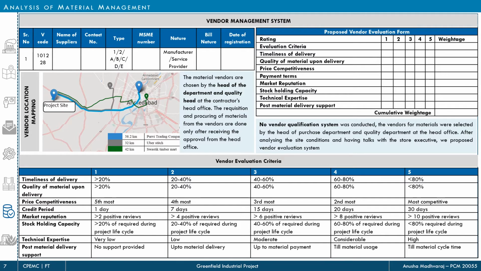The table shows the vendor management system followed at site, and the vendors are classified based on the manufacturer and service provided. Some of the materials are procured based on the minimum stock level to be maintained, and there was no vendor evaluation system followed at site, so we have proposed one, and the marking of vendors is done based on the criteria mentioned in the table below.